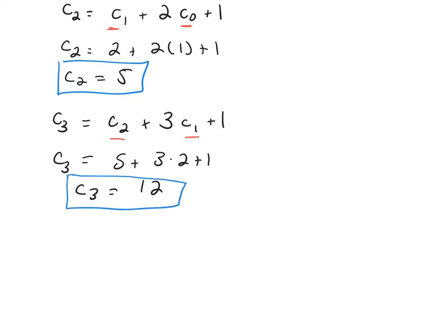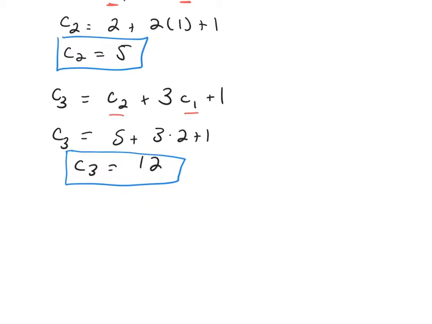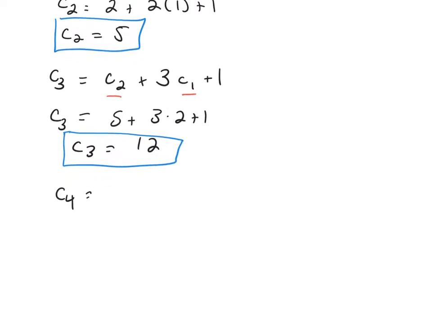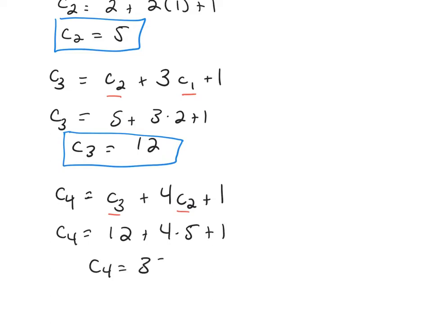Okay, we've got one more we need to find. We need to find C4. Again, go back to your recurrence relation, plug in k equals 4, and you'll get C4 equals C3 plus 4 C2 plus 1. So I need to know C3, which I just found, and I need to know C2, which I also found. So C4 will be 12 plus 4 times 5 plus 1. C4 will be 33.